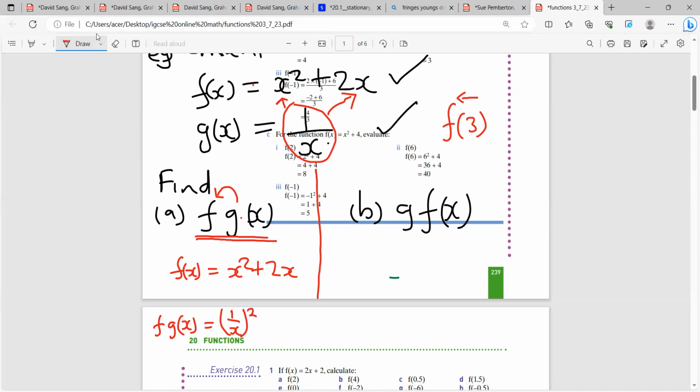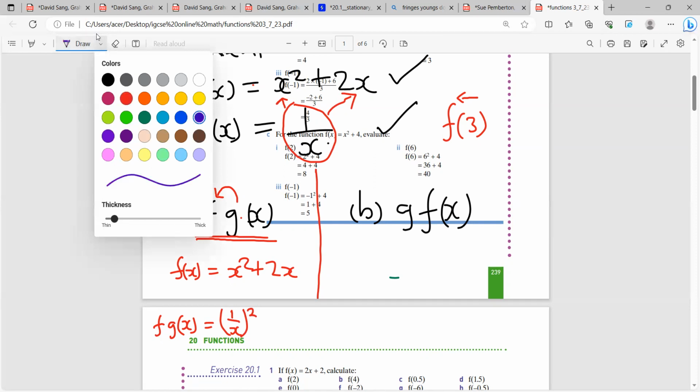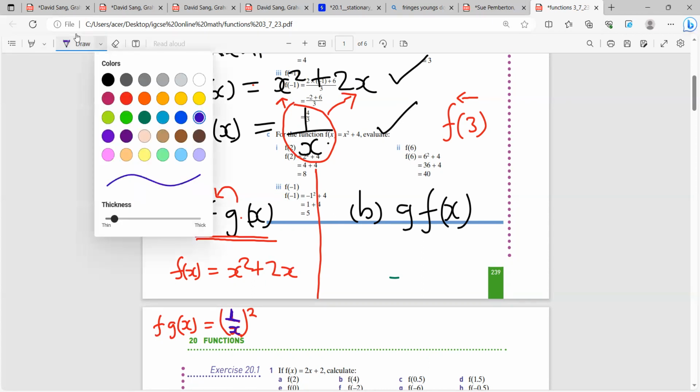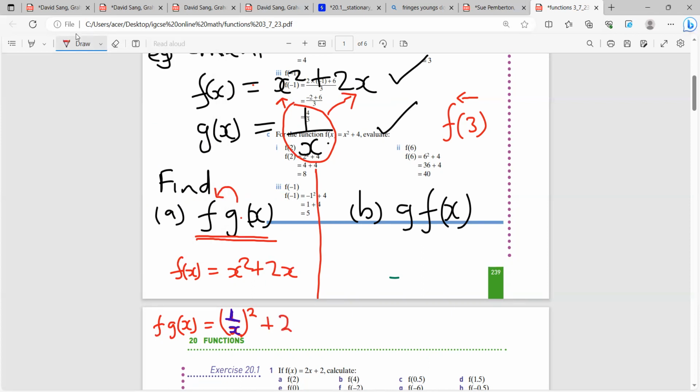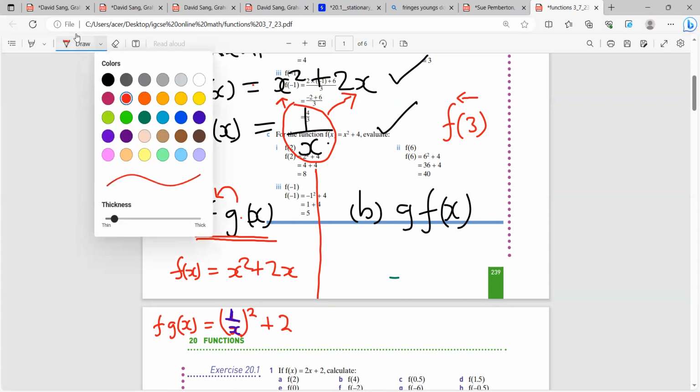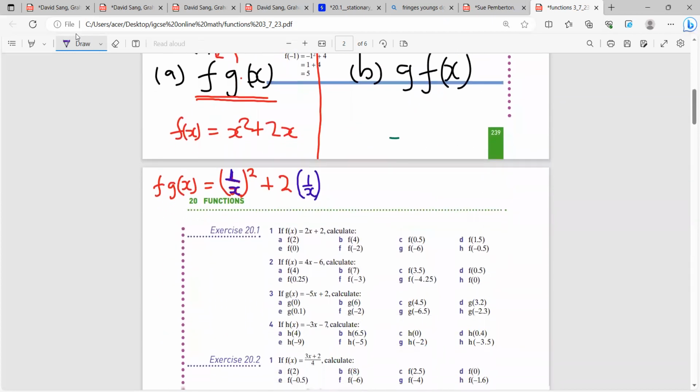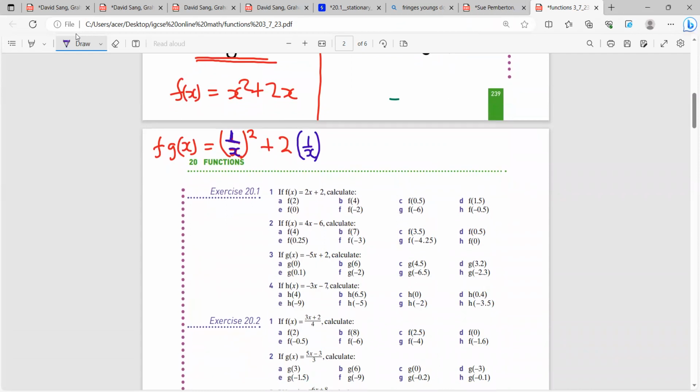Maybe I should just use blue for g. So that's g. And then plus 2 is part of the f function. Now we need to replace that x with what? With the blue. All right. So now we might need to simplify this a little bit more.